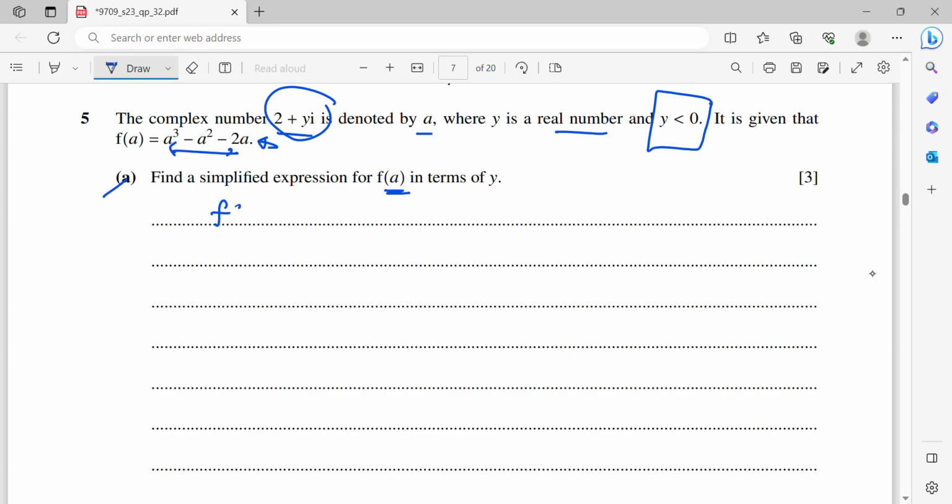So now my f(a) equals 2 plus yi, this is my a cubed, then minus 2 plus yi squared, minus 2 times a, 2 plus yi. Now, when you need to do the expansion, this is degree 3, right? You can use the binomial expansion, or maybe you can use the Pascal triangle.